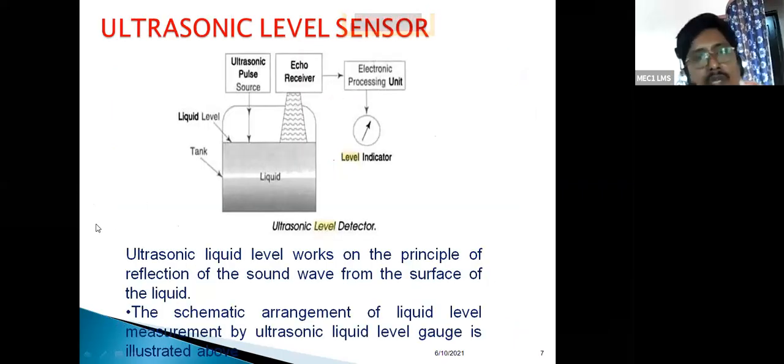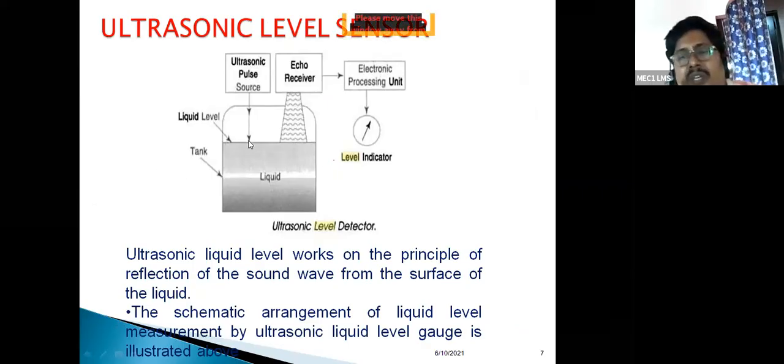Now we'll go for ultrasonic level sensors. The ultrasonic level sensor is used where the liquid is at a very high temperature and it's very difficult to measure the level in that situation. Some liquids are in a molten stage. For example, in Vizag steel plant, molten metal at very high temperature flows, maybe in a tank. We have to measure the level of that molten metal, which is very difficult.